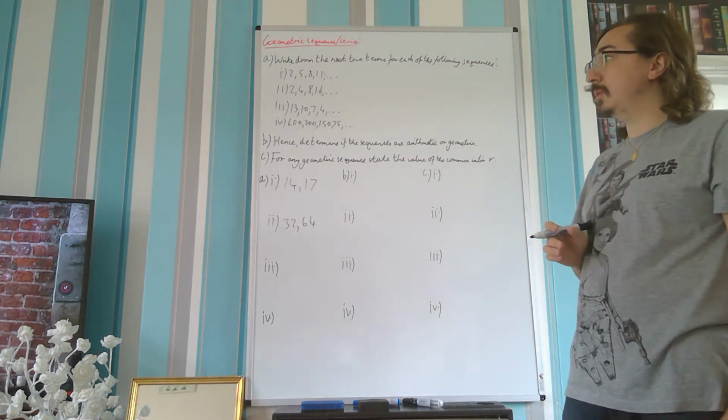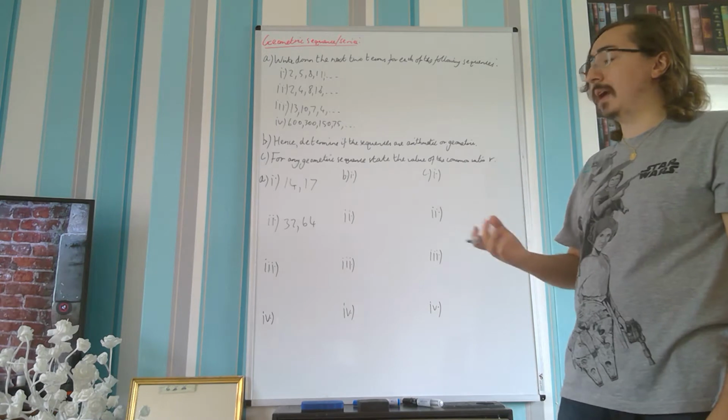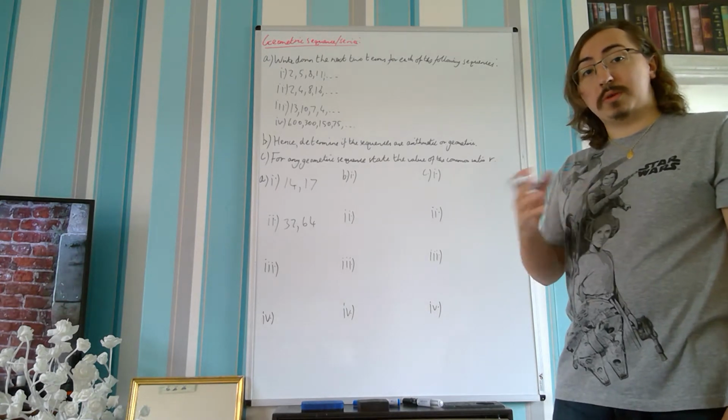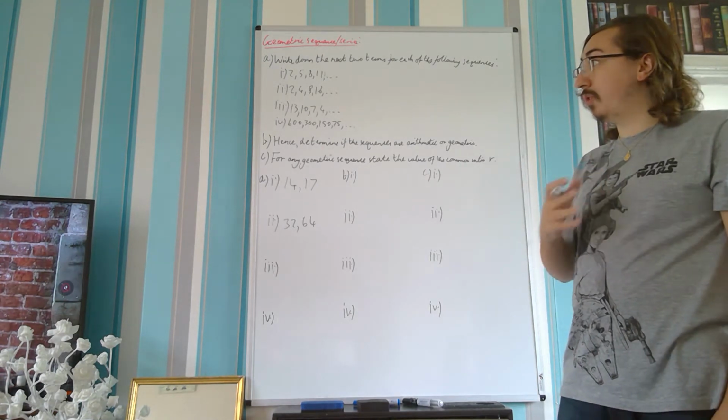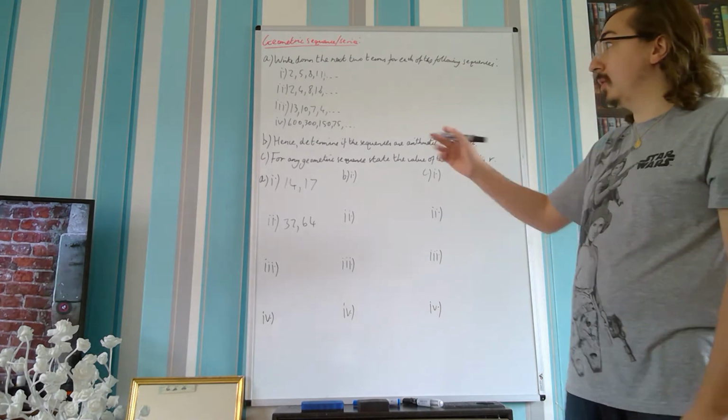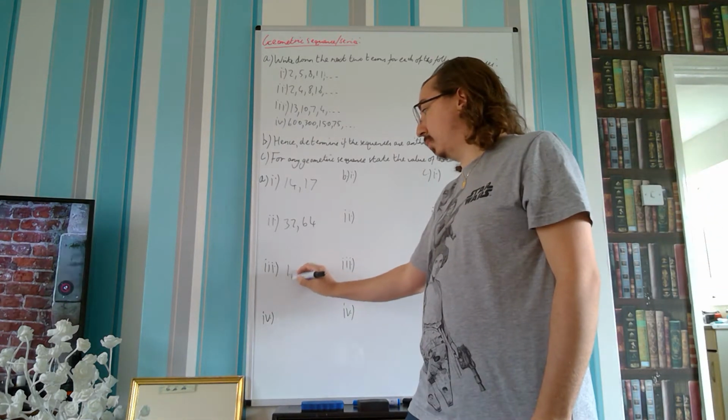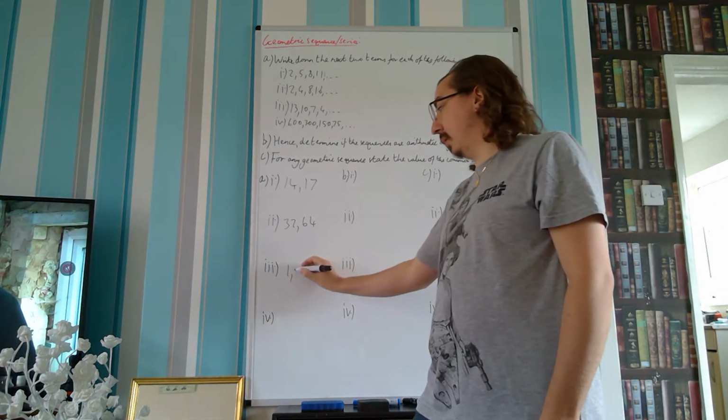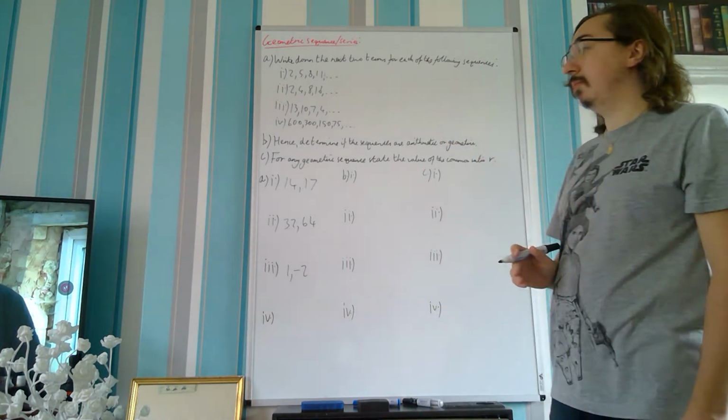For the third sequence, we have 13, 10, 7, 4. What's happening this time? Well, we're subtracting 3 each time. So 4 minus 3 is 1, and 1 minus 3 is minus 2.